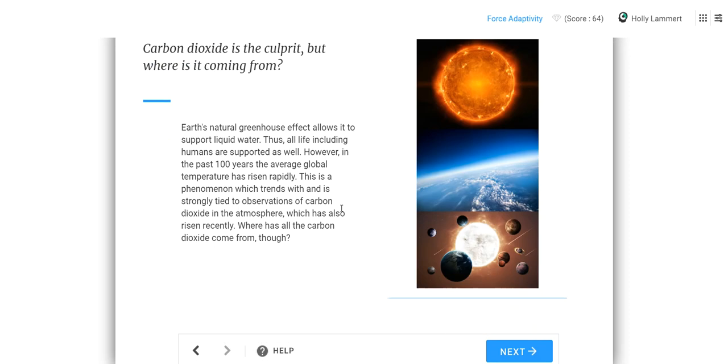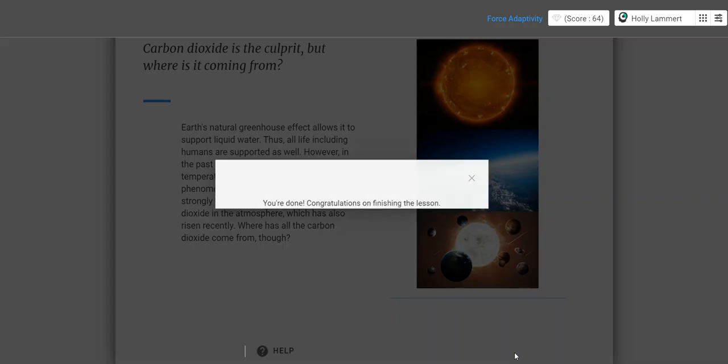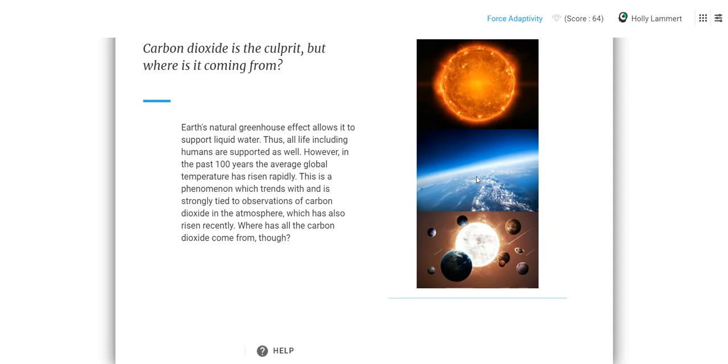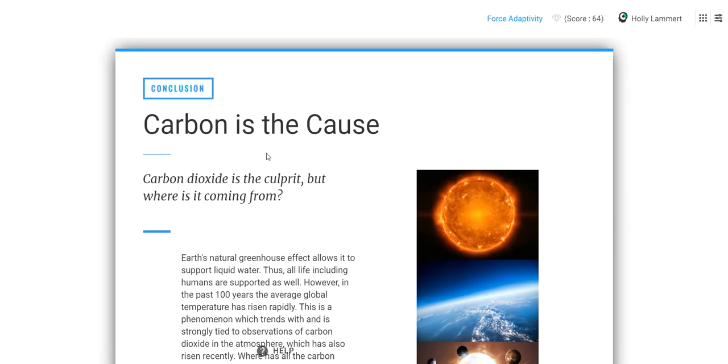Okay, so where might it be coming from? It's the culprit, but where is it coming from? Earth's natural greenhouse effect allows it to support liquid water. Thus, all life, including humans, is supported as well. However, in the past 100 years, the average global temperature has risen rapidly. This is a phenomenon which trends with and is strongly tied to the observation of carbon dioxide in the atmosphere, which has also risen recently. Where has all the carbon dioxide come from, though? And that is what we will explore next week in our next lesson.